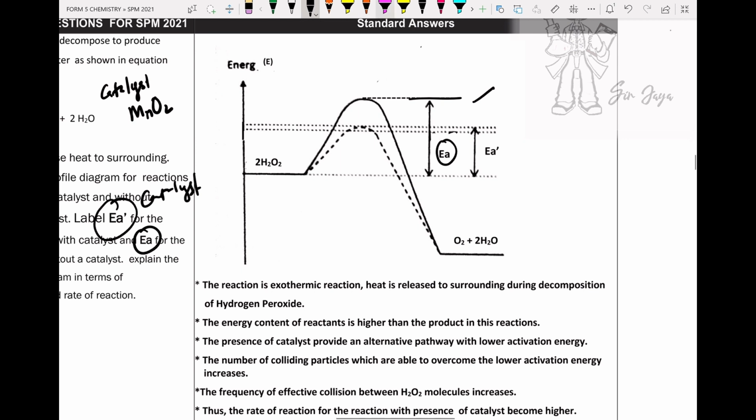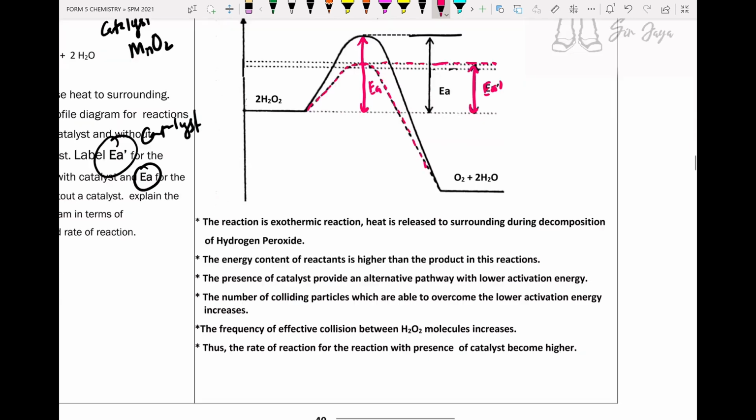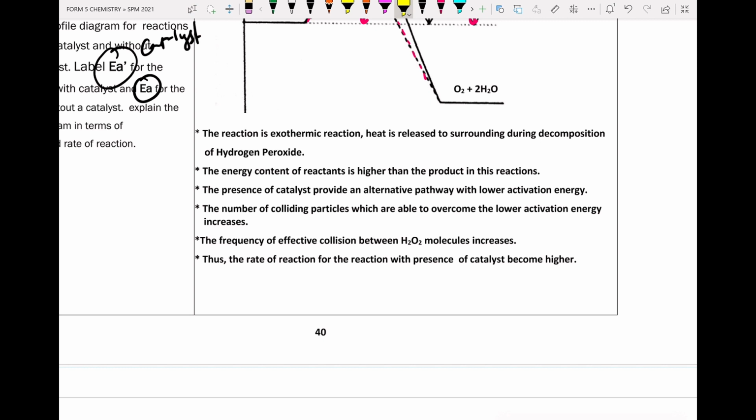Then once catalyst is present, it will lower the activation energy of the reaction. So this is the activation energy. How to get the activation energy? So here I label this is reaction without catalyst. So for reaction with catalyst, take dot dot dot until the end here and try to get the Ea'. Then how to explain the rate of this reaction? It is an exothermic reaction, because the energy content of reactant is higher than the energy content of product. Energy is released to surrounding during decomposition of hydrogen peroxide. The energy content of reactant, which is hydrogen peroxide, is higher than the energy content of the product.